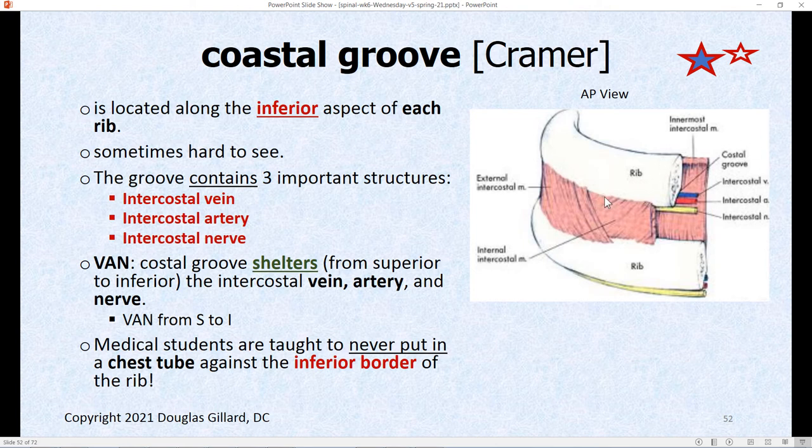So, the costal groove we talked about yesterday, and we said that in the costal groove, nerve, artery and vein run. I might have said this backwards: vein, artery and nerve run this direction from inferior to superior. If you use VAN, that's vein, artery, nerve. These are all the intercostal nerve, artery and vein. So why am I bringing this up? You guys aren't medical students, so you don't have to worry. But see how the nerve hangs at the bottom of the rib?